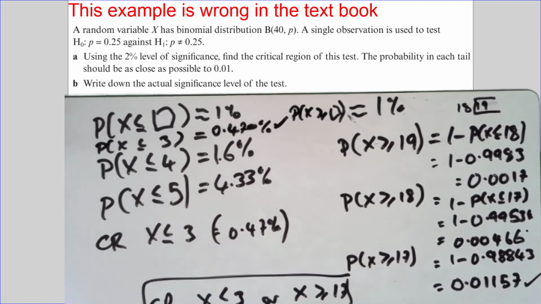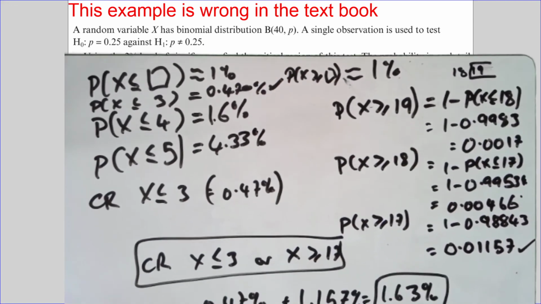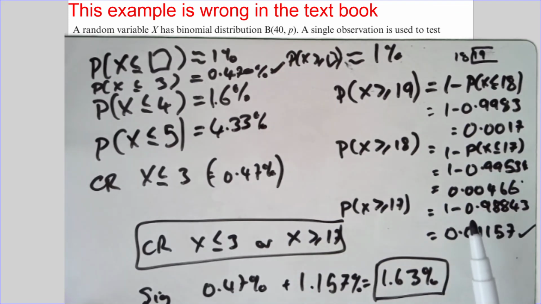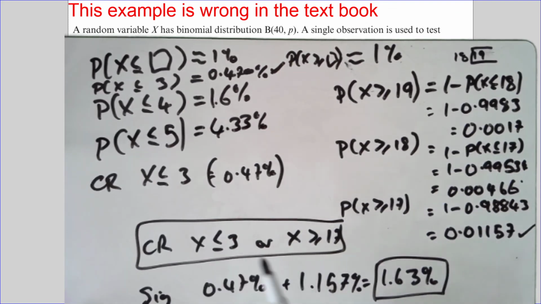You'll notice that finding lower tails is much easier than finding upper tails, because the calculator gives you less than or equal to. When you're doing upper tails, you need to do 1 minus, and then remember to reduce this by 1, because we want 19 to be included for this one. So we need to do 1, take away everything up to and including 18. So we've got our critical region here, which is this critical region plus this critical region, and together this gives us a significance of 1.63%.